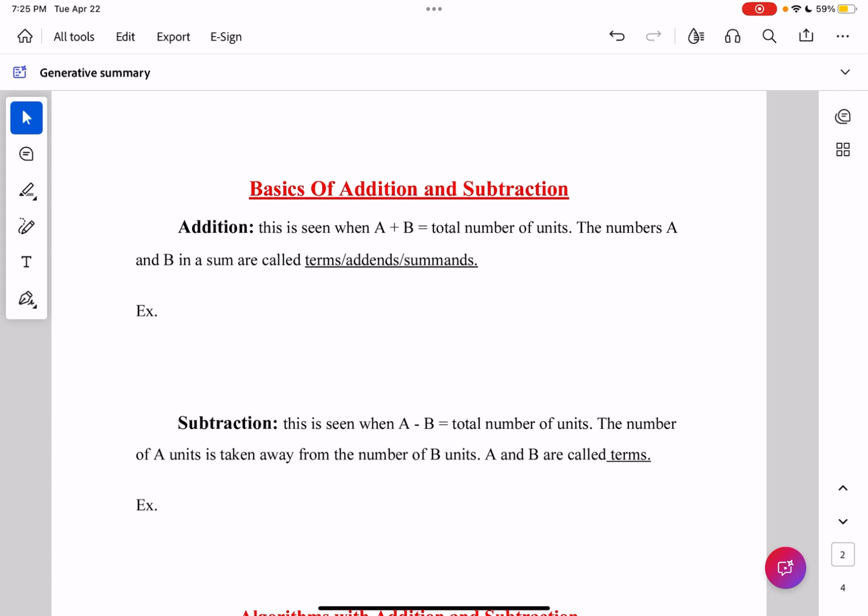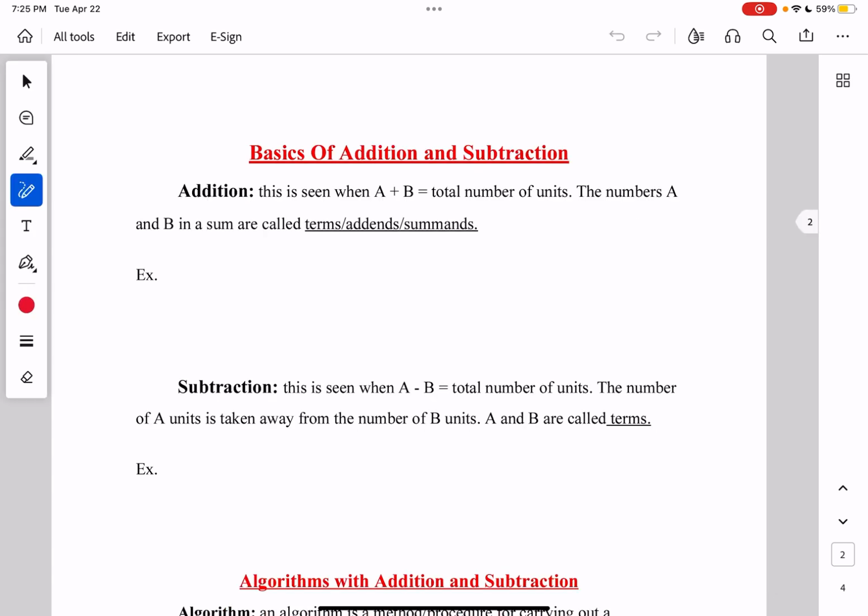So just before we get started, I just wanted to refresh our brains and go through the basics of subtraction and addition. So addition is seen when a plus b equals the total number of units. The numbers a and b in sums are called terms, add-ins, and sum-ins. So an example of this could be 6 plus 4 equals what? So over here, our 6 is our A, the 4 is the B, and then we're really trying to find the total number of units.